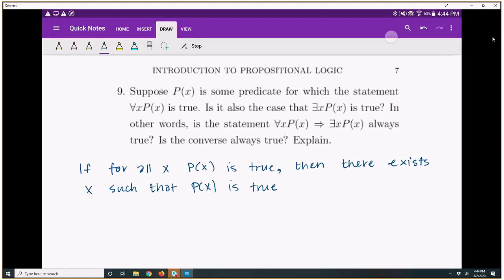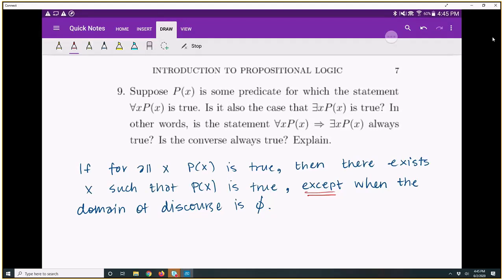So the only exception to this is if the domain is empty. Because if the domain were empty, then for all x, p of x could be satisfied trivially without there existing an x to satisfy it.